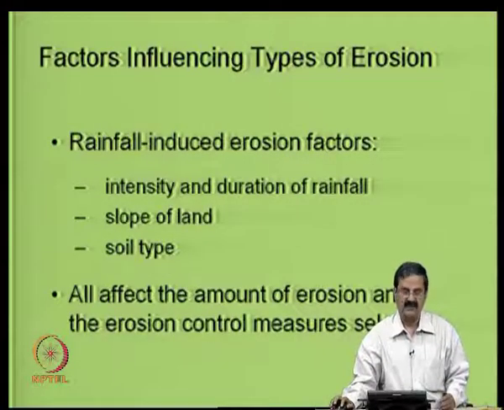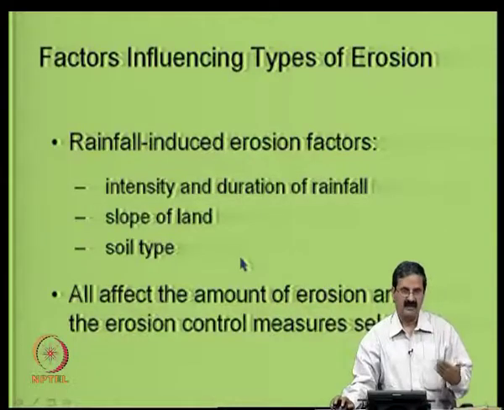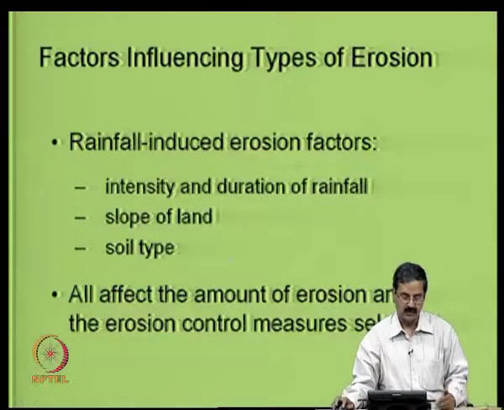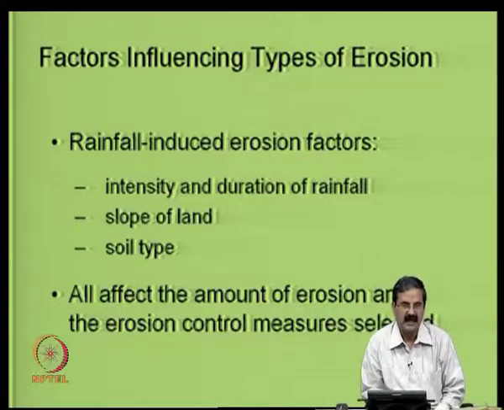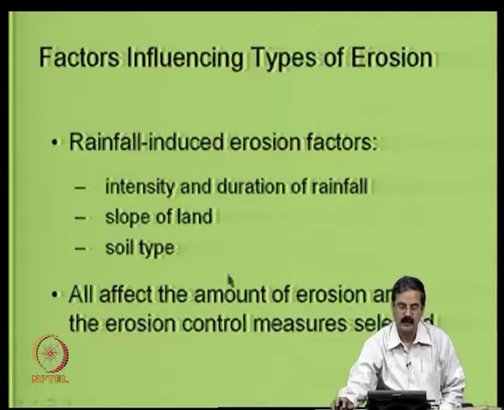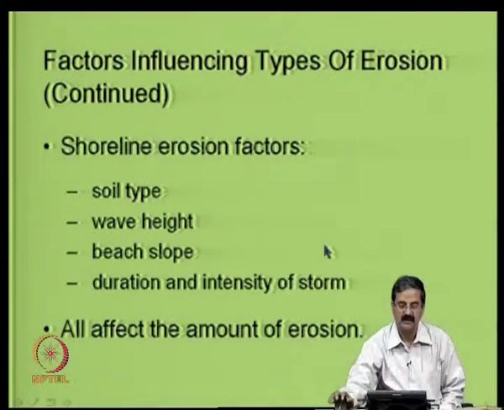So what are the factors influencing the erosion? Actually, intensity and duration of rainfall, slope of the land, like a 1:1 slope or a vertical slope or a flat slope, and then the soil type. The soil type is another important variable. If it is a sandy silt, it is more erodible. If it is clayey, it is less, but still, if the rainfall intensity is going to be high, it is risky. All these factors affect the amount of erosion, and the erosion control measures are selected based on these factors.